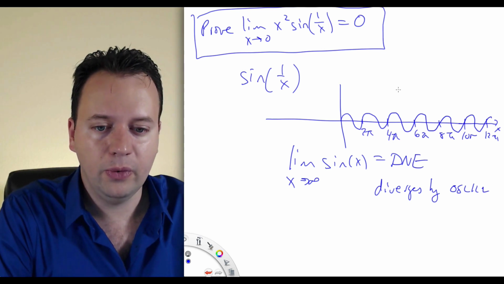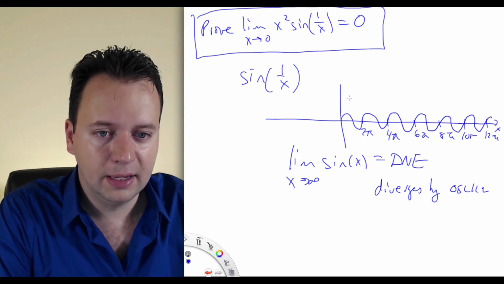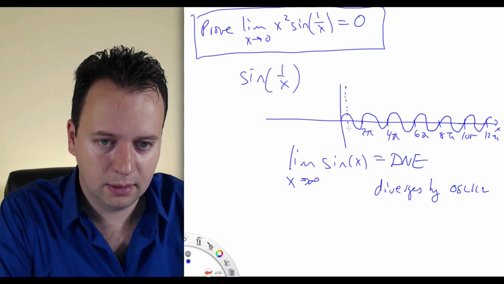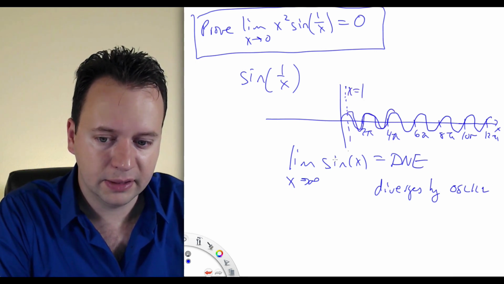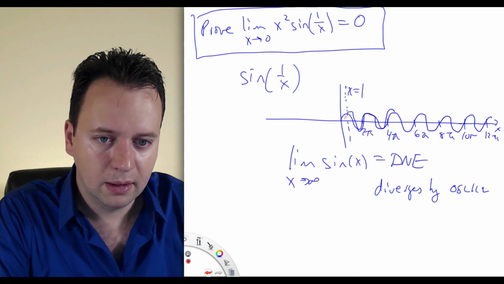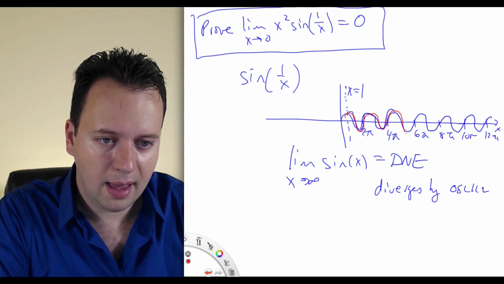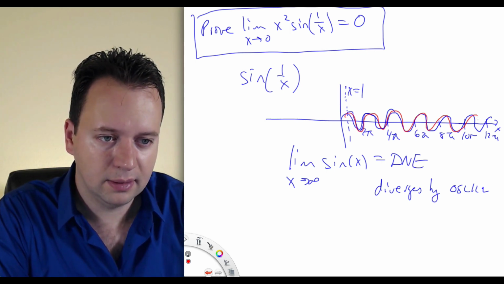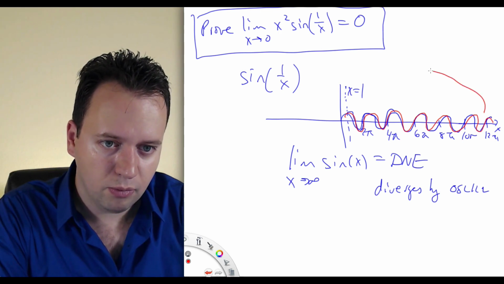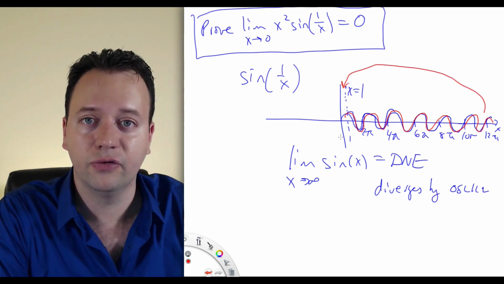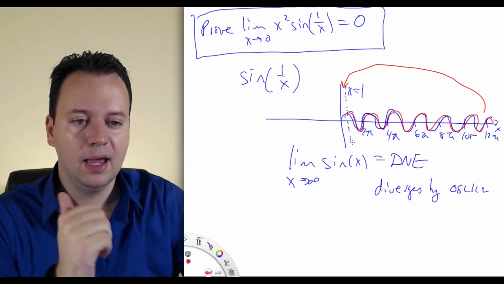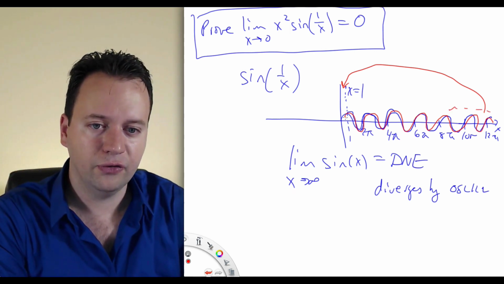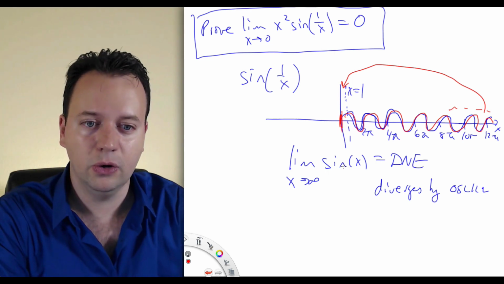Now what we're doing when we look at sine of 1 over x is we're taking x equal to 1, and we're taking everything to the right of x equal to 1, and we're moving it onto the interval from 0 to 1. So we're kind of reversing it and squishing it. And the further out you are in x, the more squish you get towards the origin.